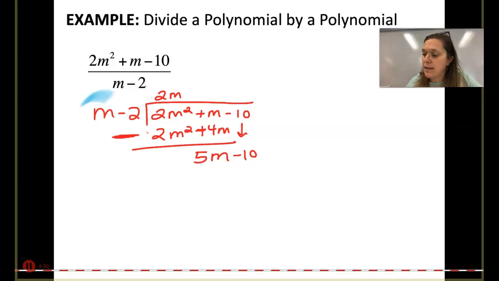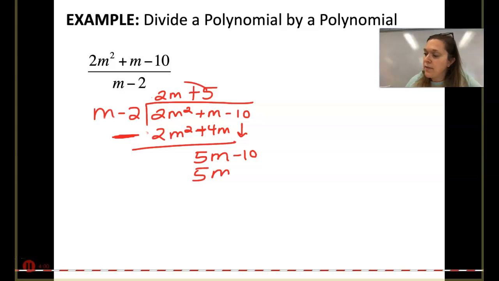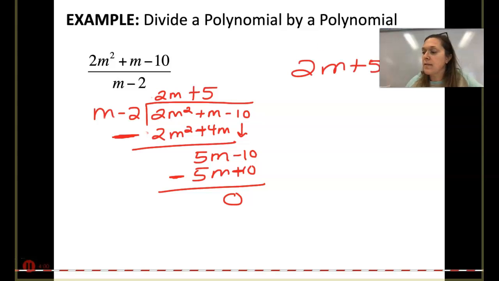Now we're going to focus again on this m, but now we're going to focus on this 5m. What do I need to multiply m by to get to 5m? 5. So I'm going to put 5 up here at the top, positive 5, and multiply through. So 5 times m gets me 5m. Write my answer down there. Here are my arrows, so 5m. Take 5 times negative 2, write my answer down here. Negative 10. Remember, this is a big subtraction problem, so change, change. Everything cancels out, which means I have a remainder of 0. So my final answer is going to be 2m plus 5.